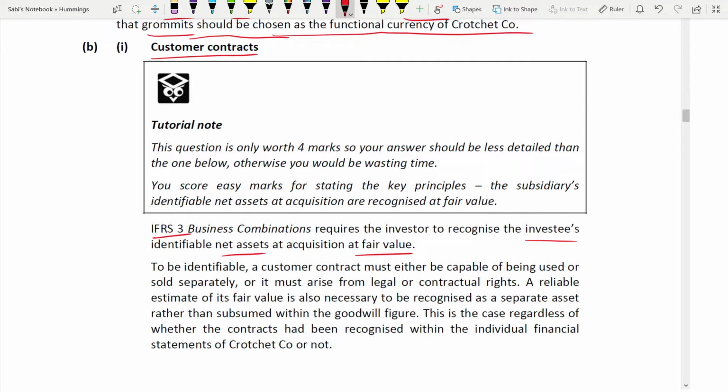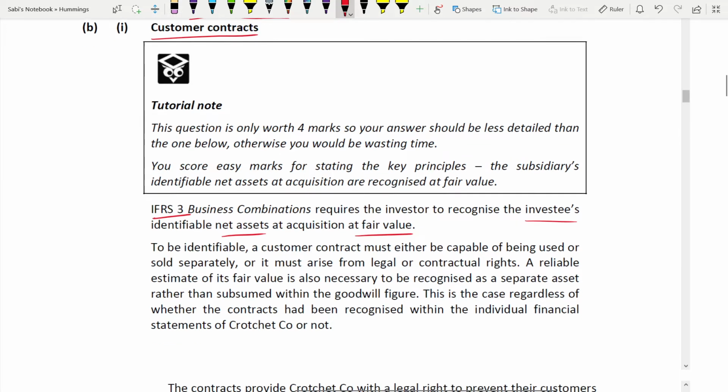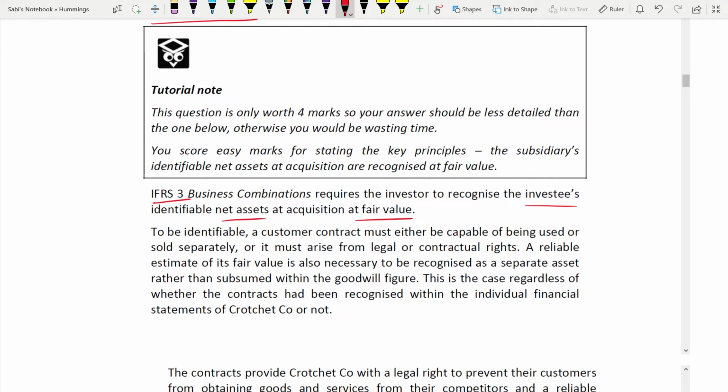Okay, so to be identifiable, the customer contract must be capable of being used or sold separately, or it must arise from some legal or contractual right. Okay, so a reliable estimate of its fair value is also necessary. That means you have to estimate the fair value of this as a separate asset, apart from the goodwill.